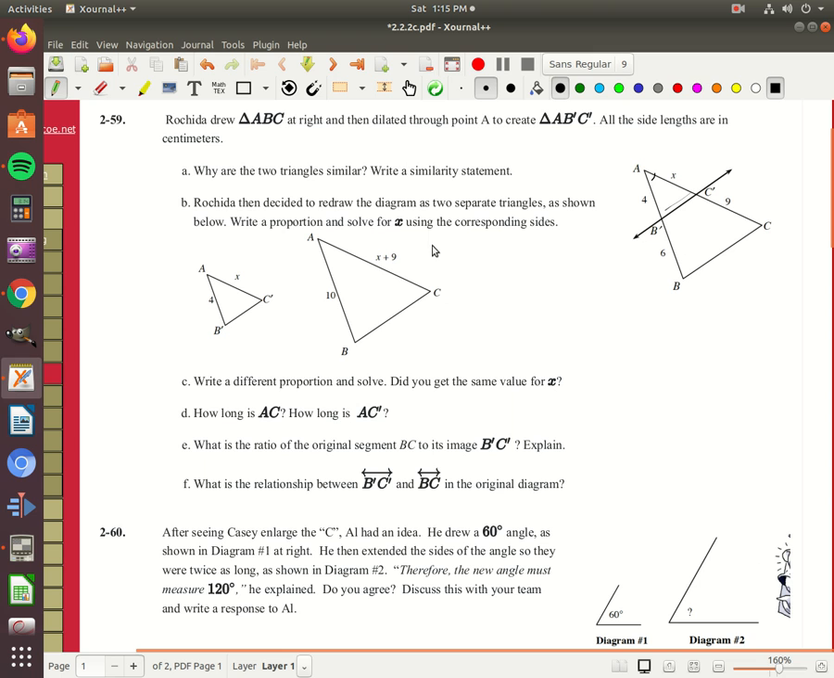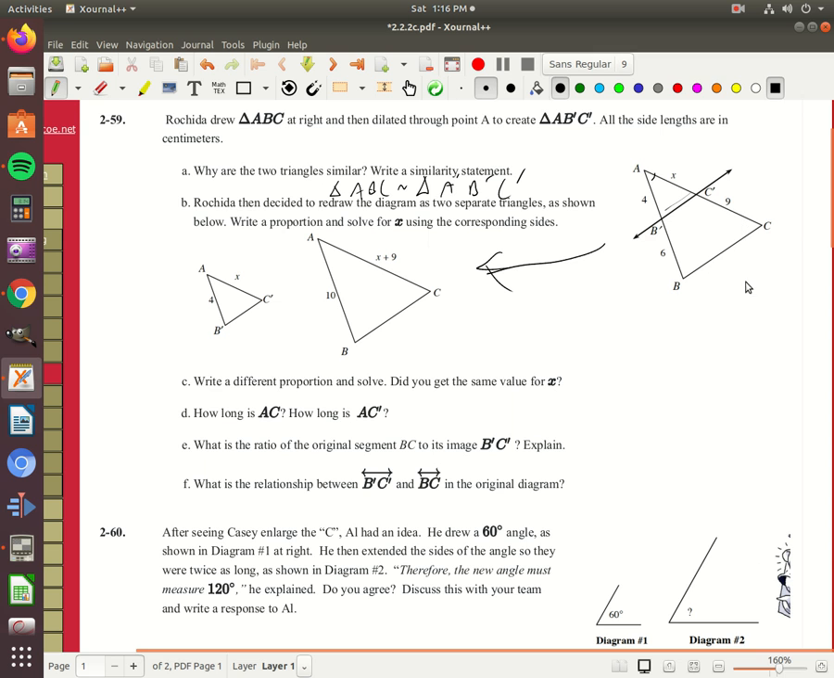So it says write a triangle similarity statement. So I will say triangle ABC is similar to triangle A prime B prime C prime. B and B prime match up, and C and C prime match up. So A goes with A prime, B goes with B prime, C goes with C prime. It says Rashida then decided to redraw the diagram as two separate triangles, and I'm going to tell you right now, this I think is a big deal.